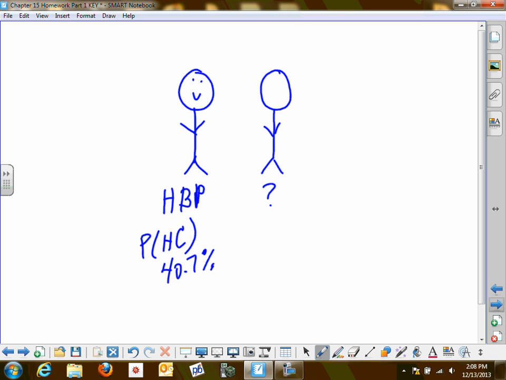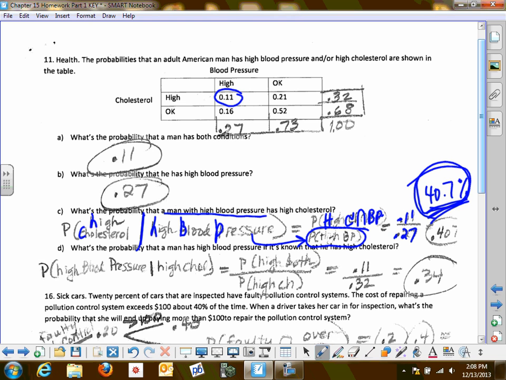Now this guy, I don't know any qualities about him. I'm just going to be pulling him from all males. I don't know any other information about him. So, what's the probability that he has high cholesterol? Out of everybody, what's the probability that he has high cholesterol? Correct, that's this one. 32% chance of high cholesterol.